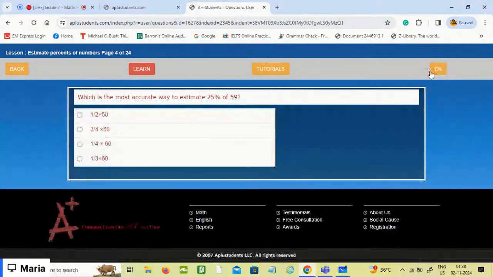Which is the most accurate way to estimate 25% of 59? The correct option is 1/4 of 60. Option number 3 is the correct option.